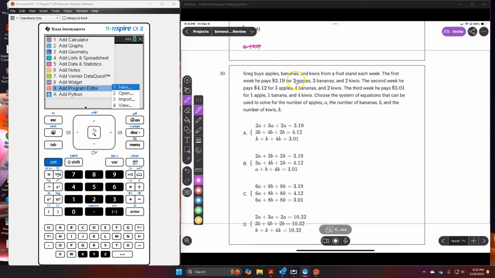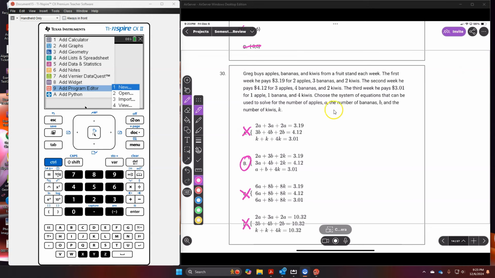Greg buys apples, bananas, and kiwis on the fruit stand. The first week he pays $3.19. So we have $3.19. I don't see $3.19 in D, so I don't think the answer is D. So now my chances of getting it right is A, B, and C. Okay. The first week, and it's for 2 apples, 3 bananas. So it's not going to be A, and it's not going to be C. So the answer has to be the letter B.